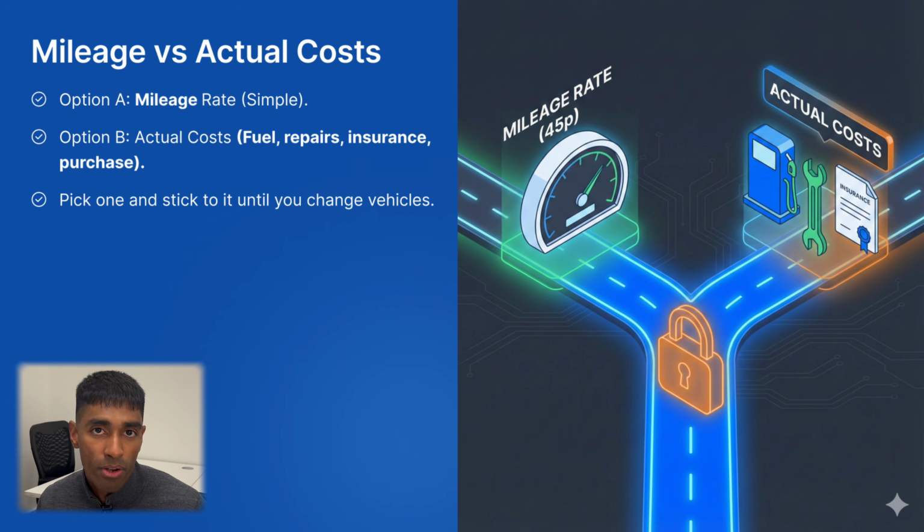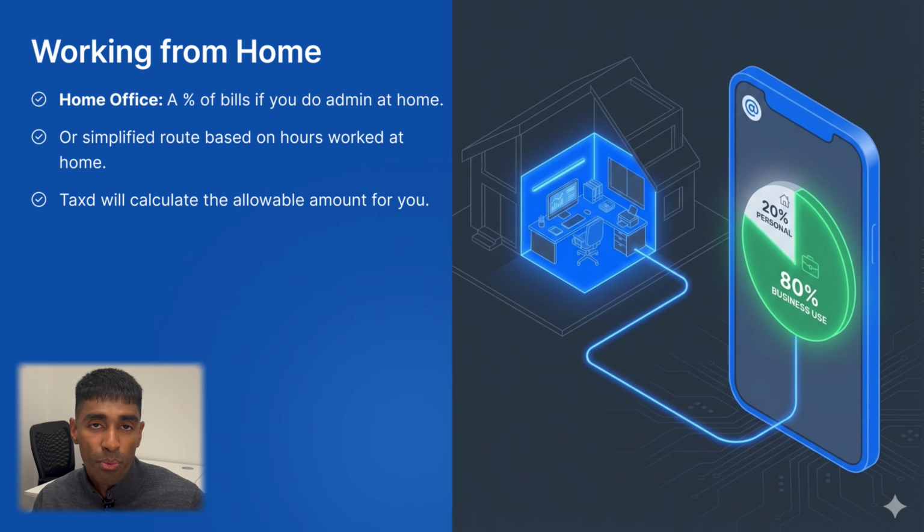So I can total up all my costs, and then Taxed will help me to work out the actual portion that I can claim. Taxed will showcase exactly what I can and can't expense. We'll also do similar things. Let's say I'm a freelancer working from home, or a courier that's doing some admin at home. I'll be able to claim part of my home bills. Don't worry, Taxed handles the calculation. Just come prepared with things like your rent, heating, Wi-Fi, etc.